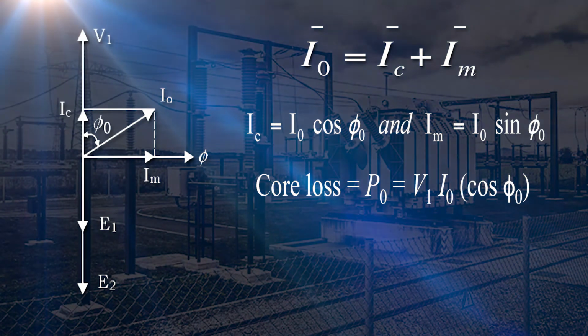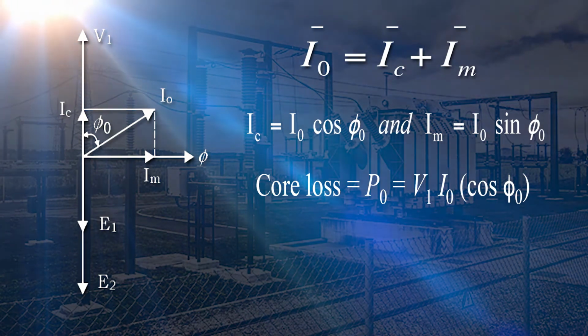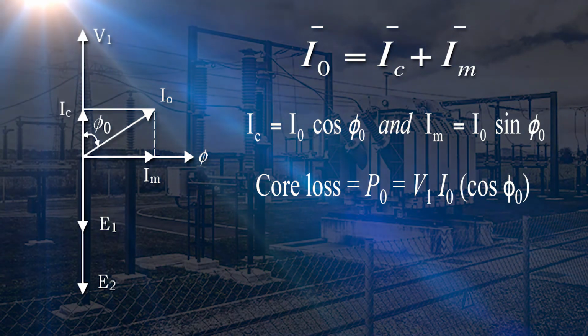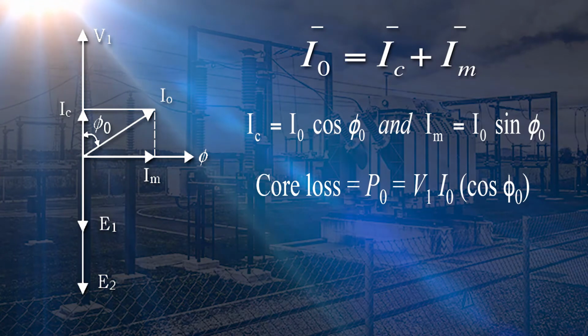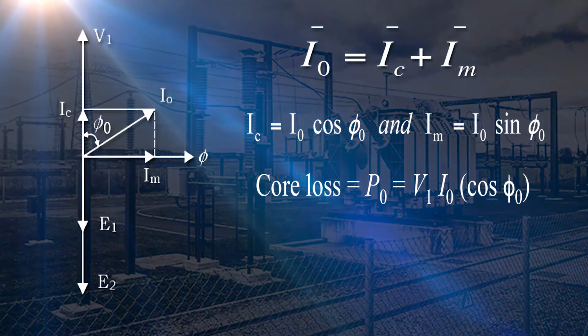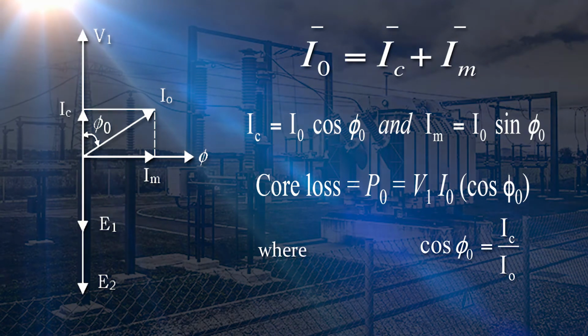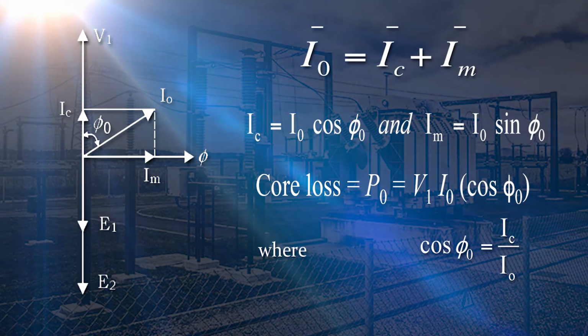This I naught is nothing but the no load current, and this cos phi naught is the power factor. Now from the phasor diagram you can also calculate the value of the power factor. This cos phi naught can be written as Ic upon I naught, where Ic is the core loss current and I naught is the no load current. So by this you can also find out the power factor.